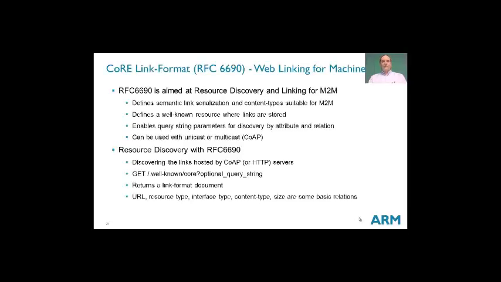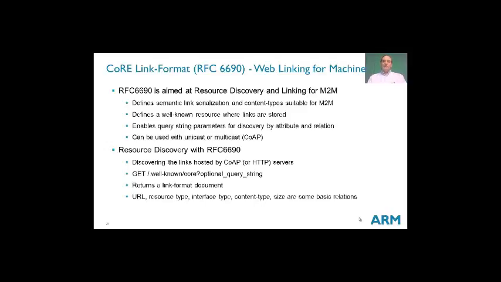Okay. CoAP and related specifications provide web linking for machines and semantic linking. That's similar to web linking between browsers and web servers, but this is particularly for machine-to-machine communication. The main difference is that the semantic content of these links describes information which is more relevant for machine-to-machine communication. So RFC 6690 is an IETF specification that defines the format of semantic links for machine-to-machine in CoRE, in CoAP.